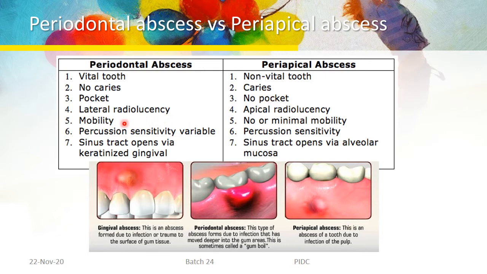There could be mobility in case of periodontal abscess. There could be no or minimal mobility in case of periapical abscess. Percussion sensitivity may be variable in periodontal abscess, whereas in periapical abscess the percussion sensitivity will be present. The sinus tract opens via the keratinized gingiva in periodontal abscess, whereas in periapical abscess the sinus tract opens via the alveolar mucosa. So you can see the differences between all three abscesses.